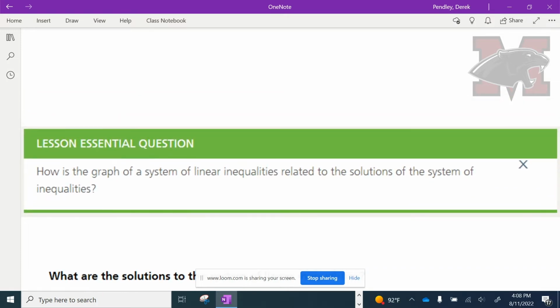So here's our essential question for today. For those of you in AVID, you need to make sure this is in your notes. If you're not in AVID, it's still a great strategy for every student to use. All right, so essential question for today: how is the graph of a system of linear inequalities related to the solutions of the system of inequalities? That is something we're going to think about and be able to answer by the end of this. How is the graph related? So remember, we need that picture in mind.